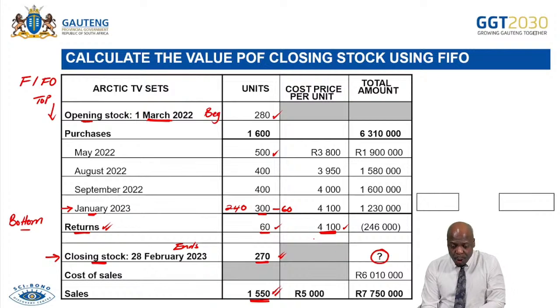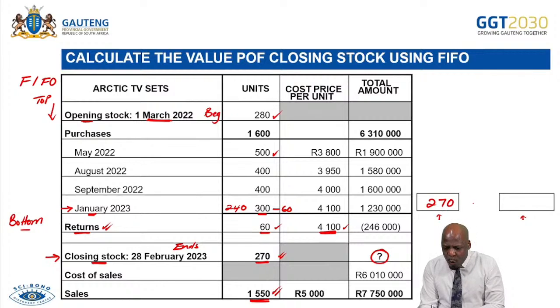Remember, we want to find the value of the 270. So what I did, I put these 2 boxes here for you. The first box, I'm going to put my units. How many units? 270. We want to find their value in rands. That is what we want to do. Let's start now.